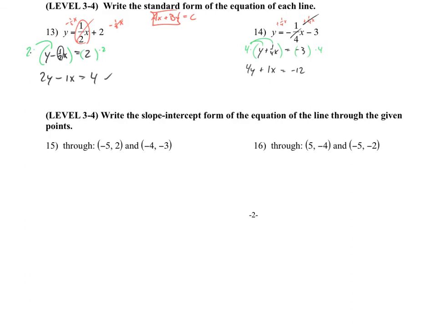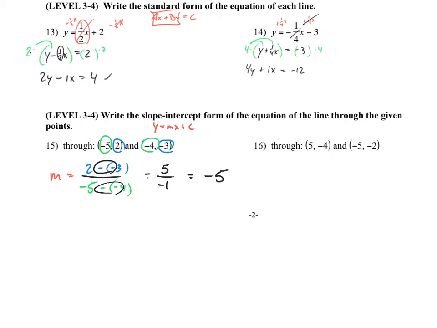And then let's try these last two on this page. So write the slope-intercept form of the equation through these points, right? Slope-intercept is y equals mx plus c. We can find the slope, just like we were doing before, by saying slope is change in the y values, 2 minus -3, over the x values, -5 minus -4. If you clean that up, this is really 2 plus 3, so 5. And this is -5 plus 4, so -1, so the slope should be -5.